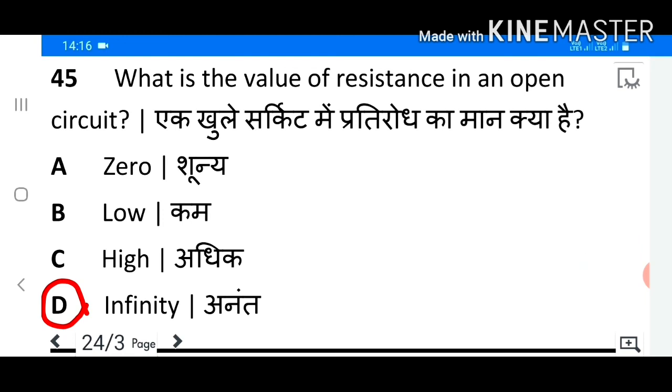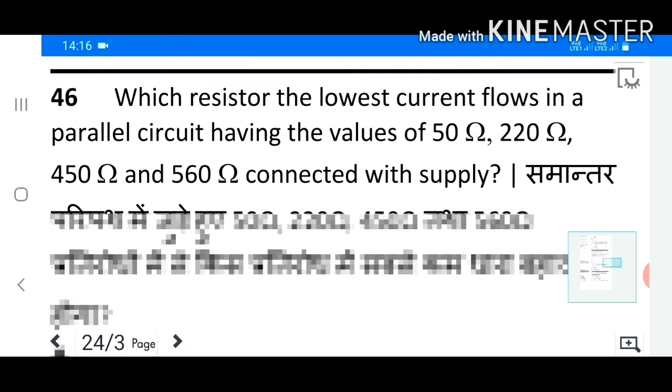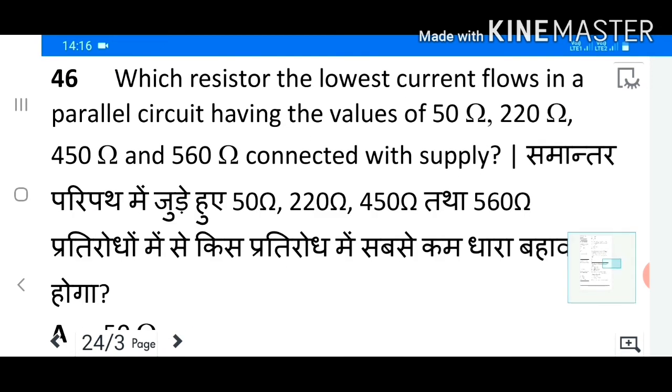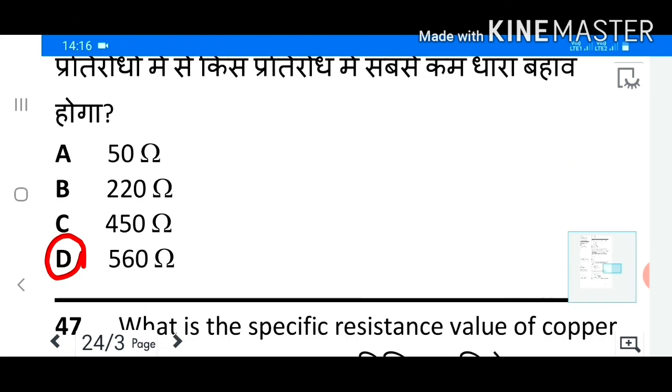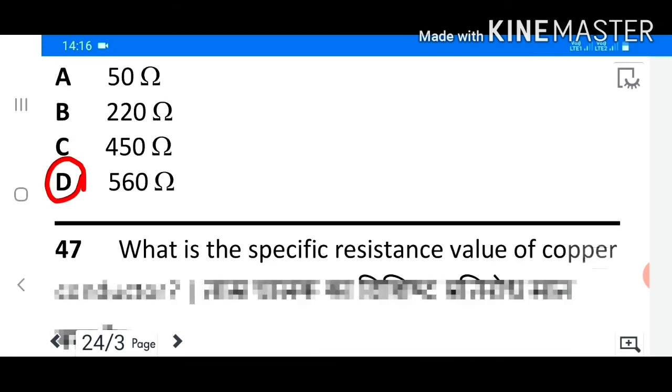45. What is the value of resistance in an open circuit? Answer D. Infinity. 46. Which resistor the lowest current flows in a parallel circuit having the values of 50 ohm, 220 ohm, 450 ohm and 560 ohm connected with supply? Answer D. 560 ohm.